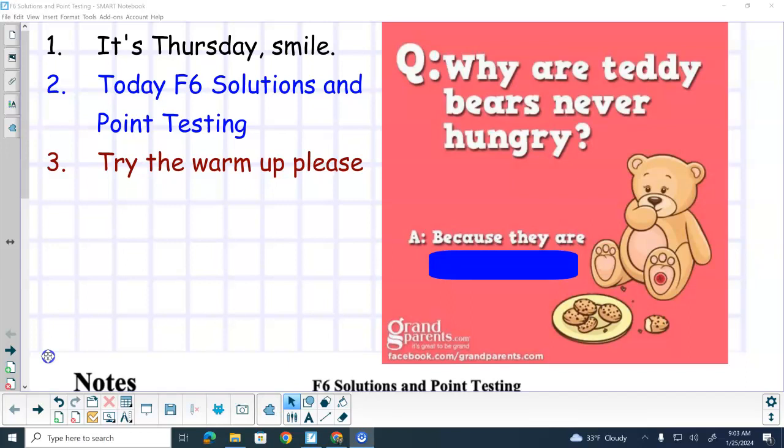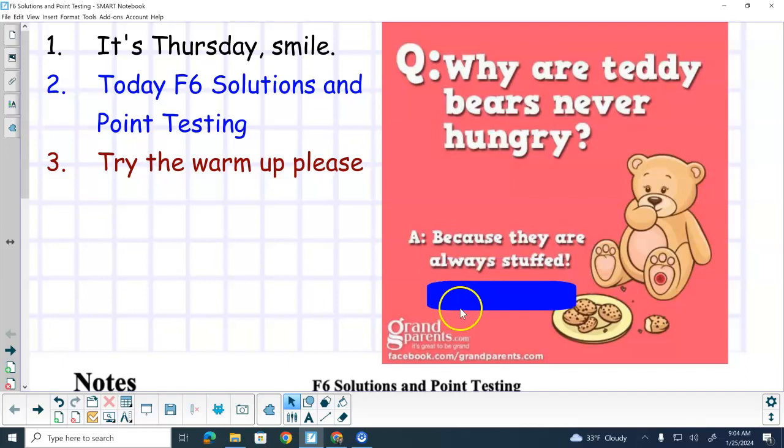Okay? Anybody know why teddy bears are never hungry? Close. Because they're stuffed. Yep, they're all stuffed. Okay. I don't know who that is. Somebody's calling it. I don't know who that is. We're going to send that one.